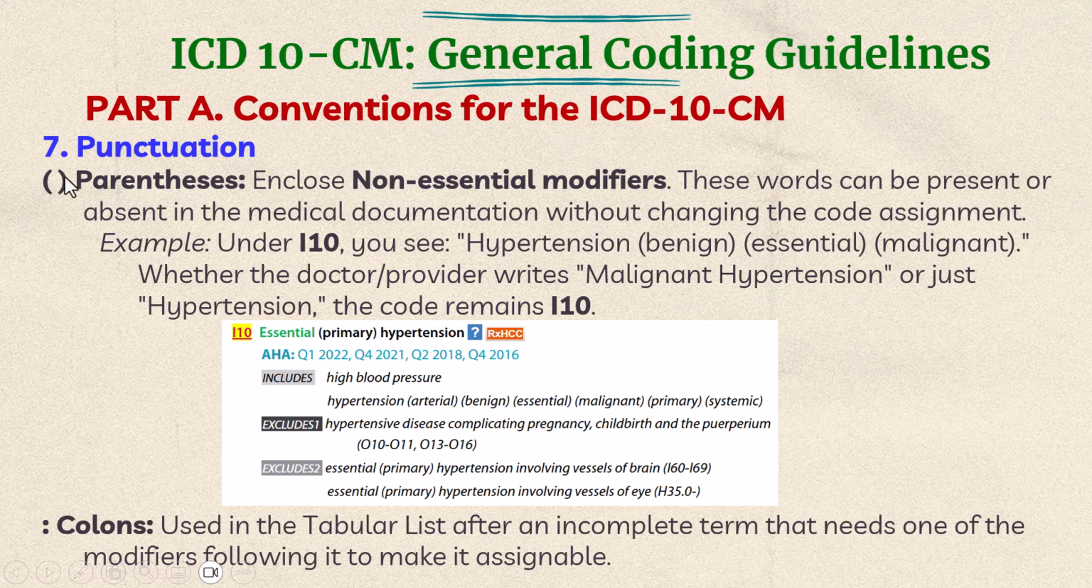The other one is normal bracket, parentheses. Here they enclose non-essential modifiers. These words can be present or absent in the medical documentation without changing the code assignment. For example, under I10 you see hypertension, benign, essential, malignant. You can see here whether the doctor or the provider writes malignant hypertension or just hypertension, the code remains the same, that is I10. Similarly, colons are used in the tabular list after an incomplete term that needs one of the modifiers following it to make it assignable. So you will understand when you do the coding examples.